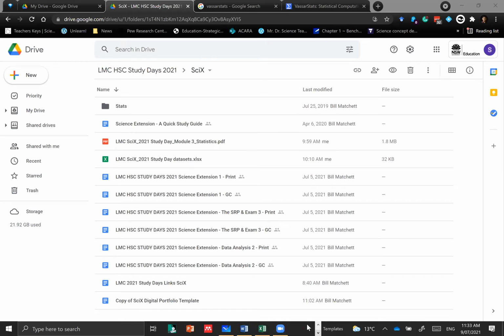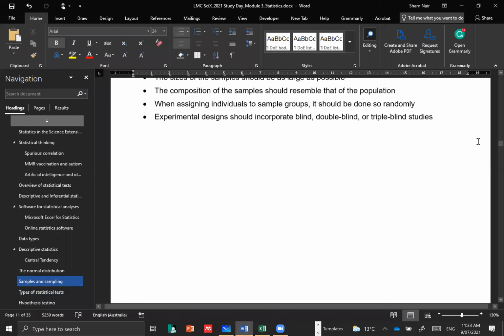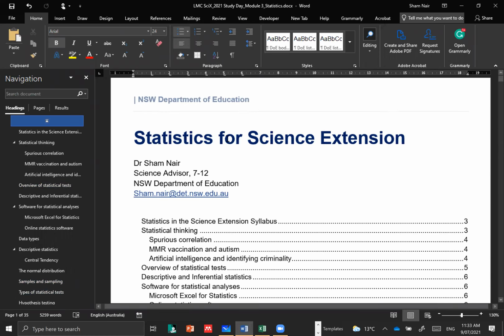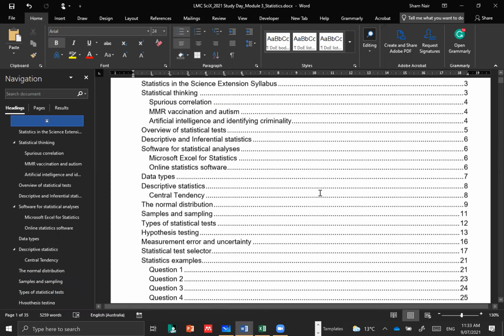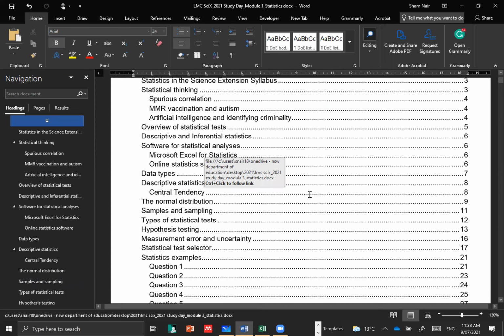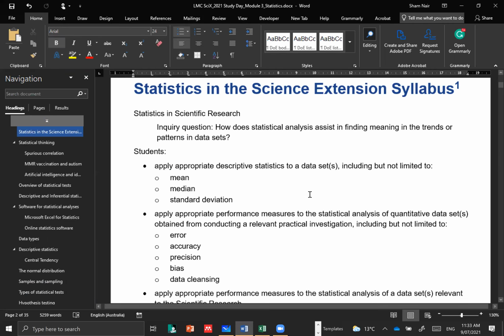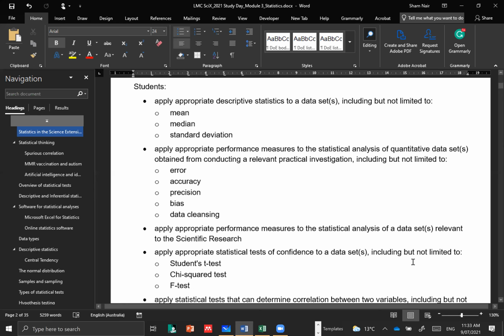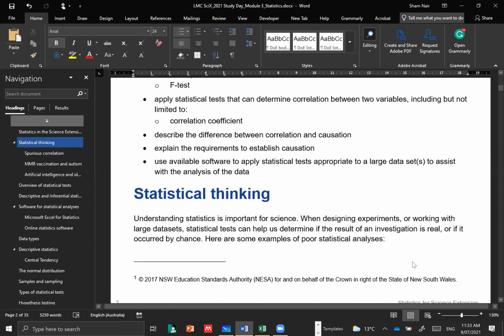So I'm going to now switch screens to the PDF file. I've just got it open in Word. So that's me, and that's my email address. This is the document that I put together for today's session. The first part of this document just basically lists the syllabus statements or the syllabus descriptions. But I'd like to start here.